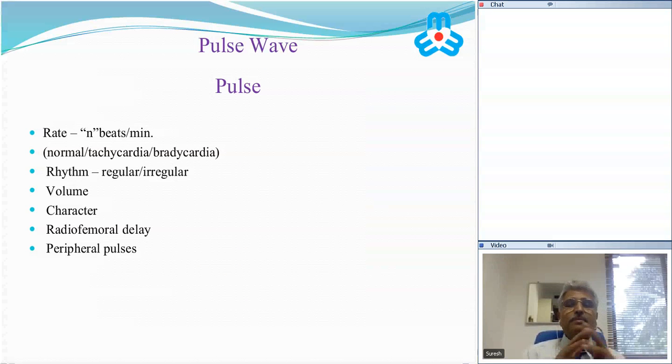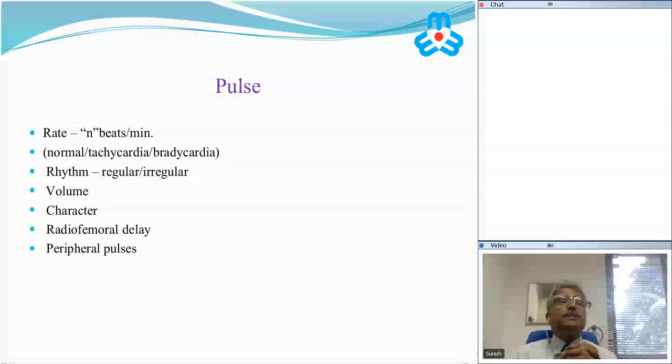So when you do see the pulse, there is a way of describing it. You say that it is so many beats per minute. So the rate, rhythm, volume, character, radiofemoral delay, and peripheral pulses, present, absent, their volume. The rate you say as so many beats per minute, and that is to give you a clue. Is it normal? Is it tachycardia?